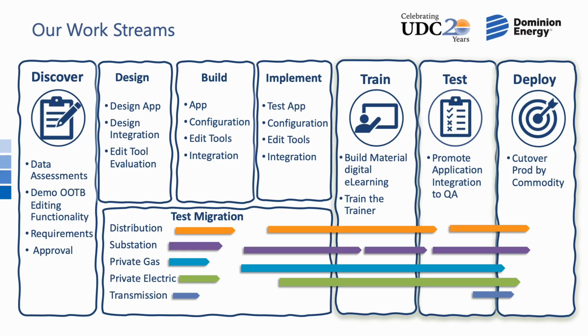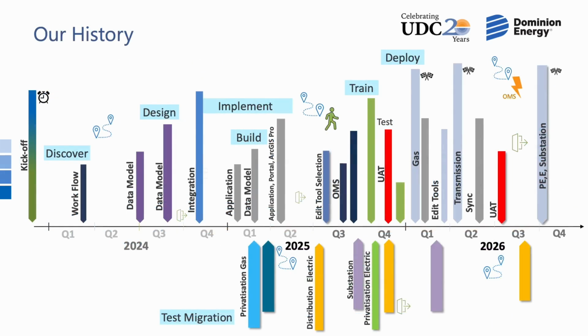Along the bottom is our test migrations. So we take each of our commodities through a test migration through Heidi. We get it through, we clean it up, and we continue on. So those are kind of the steps to get our data all the way through, and our history. I'm not going to go back the full number of years. I'm just going to look back 3 years.